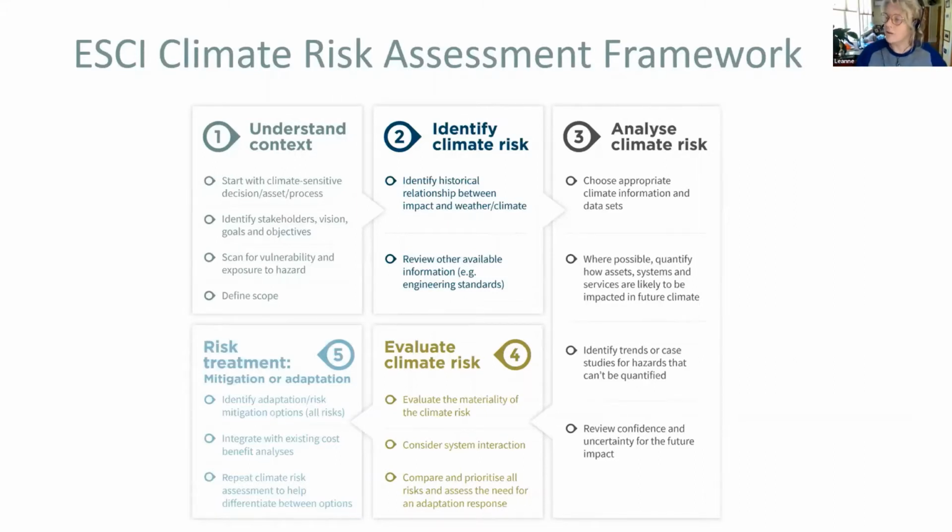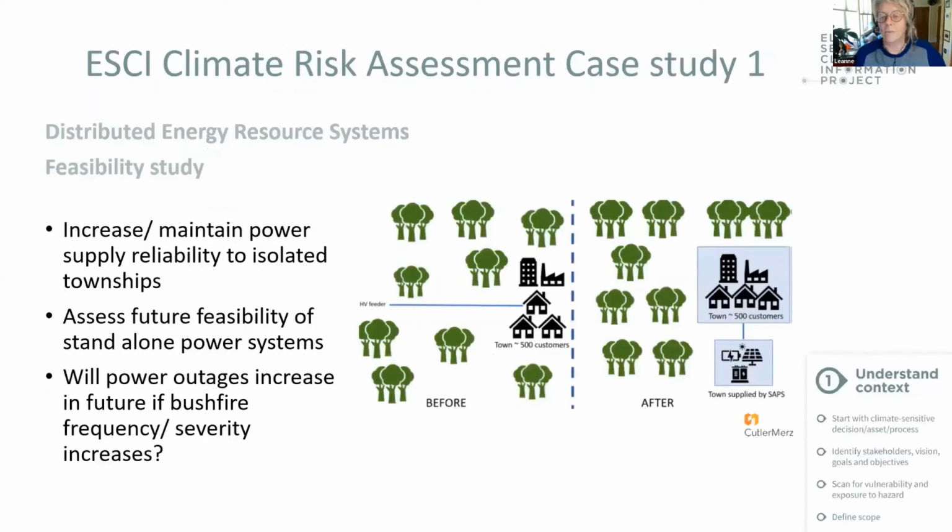So the first case study I'm introducing today is one that was brought to us. Jill's actually on the line. I'll be introducing where we're up to, because we're still in discussions on this case study, for the distributed energy resource systems, DERS, where we're looking at the feasibility of introducing SAPs, standalone power systems, into a community. The context is that we want to increase or maintain power supply reliability to isolated townships in Australia. So we want to assess the future feasibility of these standalone power systems.